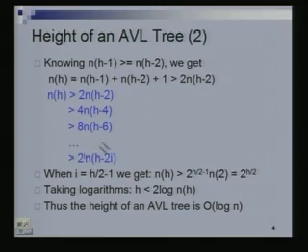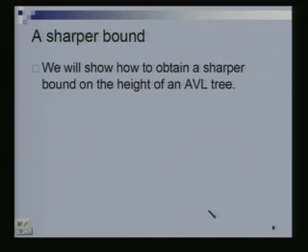So let us try and solve this recurrence slightly better. This is more of an exercise also to show you how recurrences are solved. So we did a fairly crude analysis here. We replaced this with n of h minus 2 and then we did this and we got this. Let us try and get something better, just as an exercise. So we will show how to get a sharper bound on the height of an AVL tree. The bound we obtained right now was 2 times log of n. Let us see if we can get something better than that.